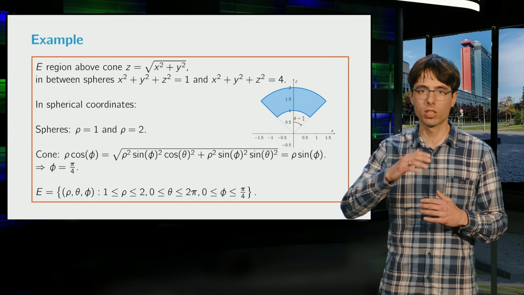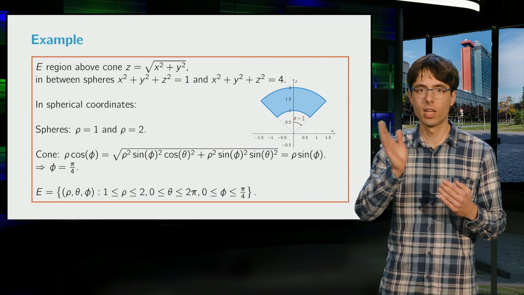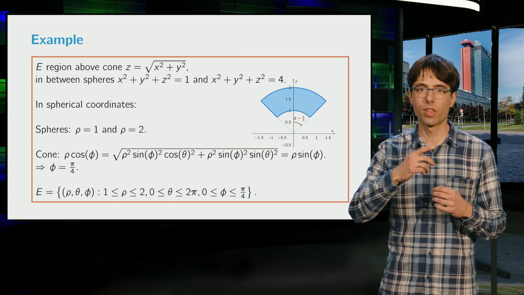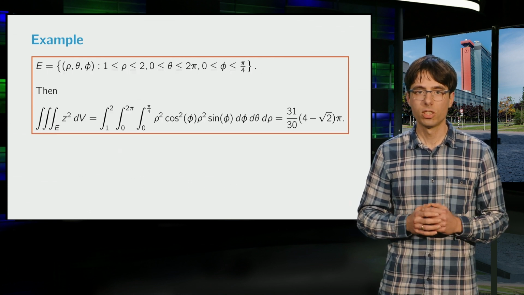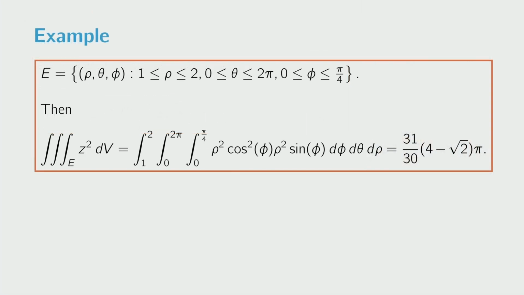At the top of the solid region, we have phi is 0, so phi takes values in between 0 and pi over 4. Finally, there's no restriction on theta, so theta can be anything in between 0 and 2 pi. So if we want to integrate the function z squared over this region, we should compute the triple integral of the function rho squared cosine squared of phi times the Jacobian rho squared sine of phi. This iterated integral can be computed as you are used to, and you can find the result on the screen.